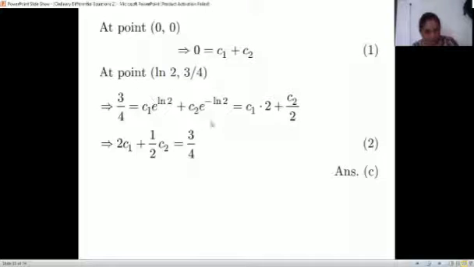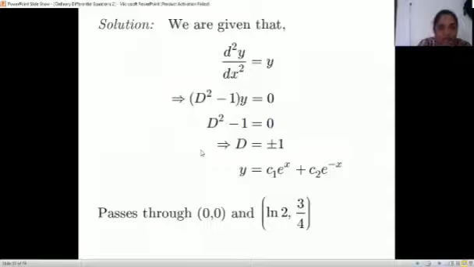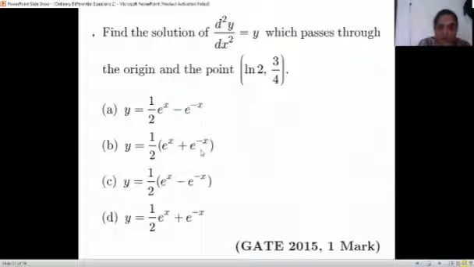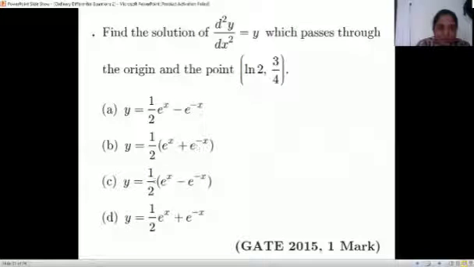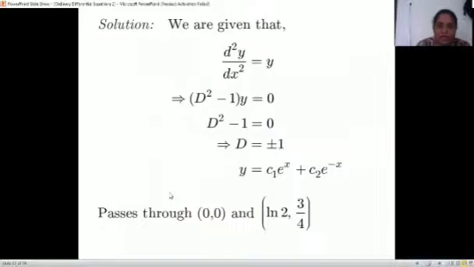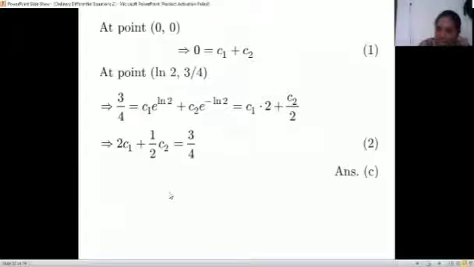Solving these two equations simultaneously, we can write c1 as −c2. They have just written these two equations and it is up to you to solve. The final answer: from this we get c1 = 1/2 and c2 = −1/2. If we solve, we get c1 = 1/2 and c2 = −1/2. That's why option C is correct.